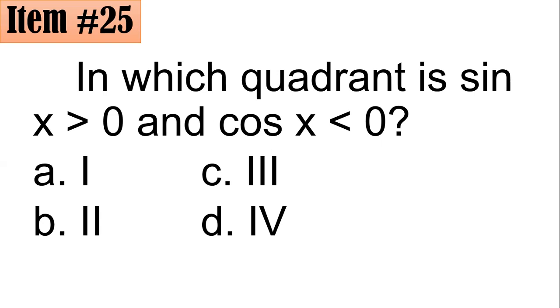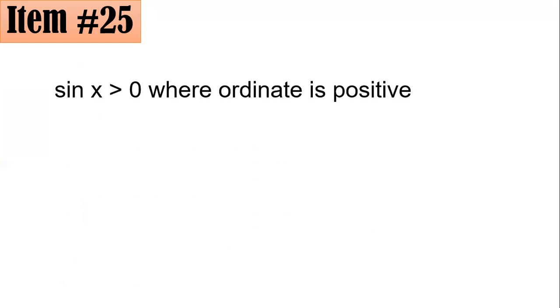You have to recall the properties of sine and cosine. So for the solution of this, we have to remember that sine x is greater than 0 where the ordinate is positive or the y coordinates are positive. And y is positive in the first and second quadrant. So the angle may be found in quadrant 1 or in quadrant 2.